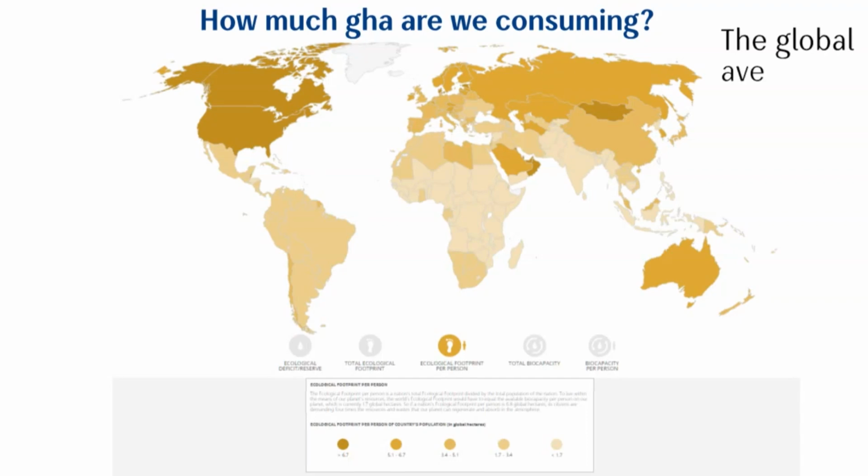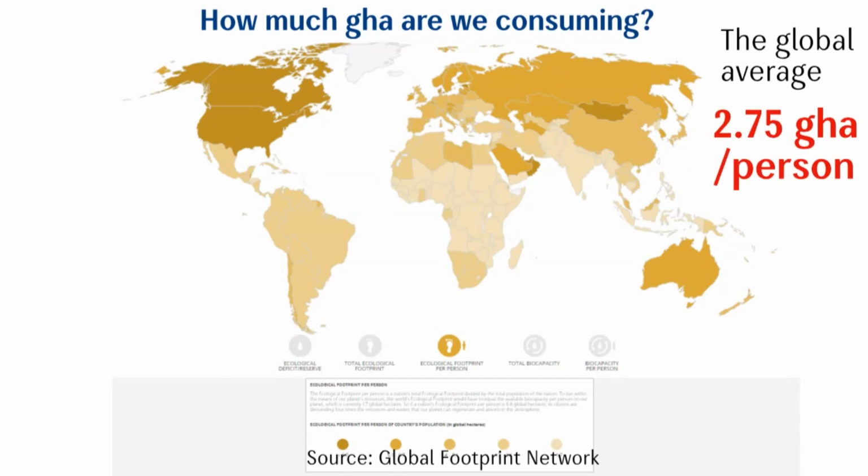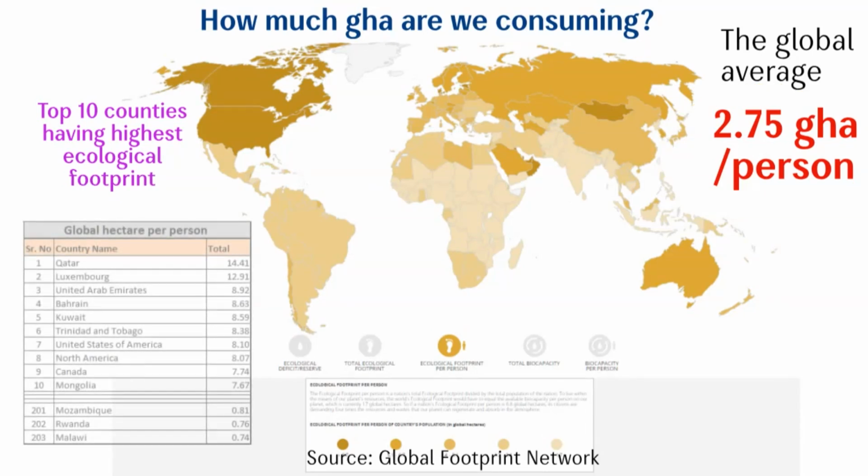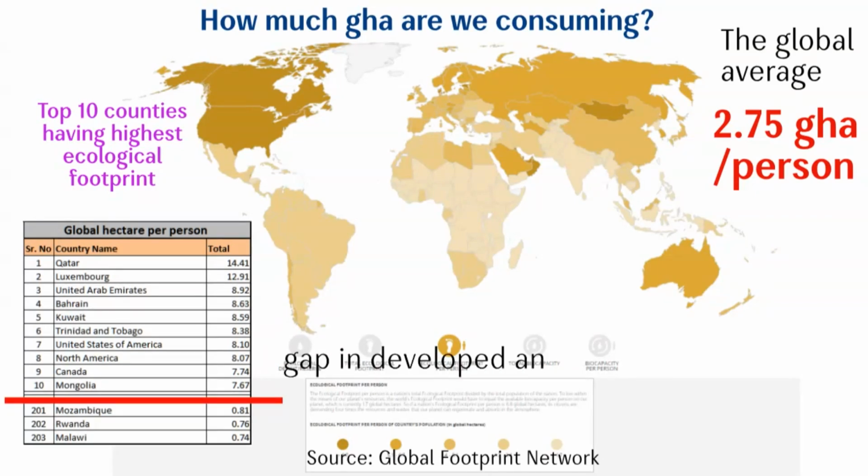The global average is 2.75 global hectares per person. Though this number of 2.75 global hectares per person does not seem daunting, it is a lot more serious thing to worry about, because this 2.75 is an average for the world population. If we consider the gap in developed and developing countries, it will show that people in developed countries are using a lot more resources compared to poor nations.